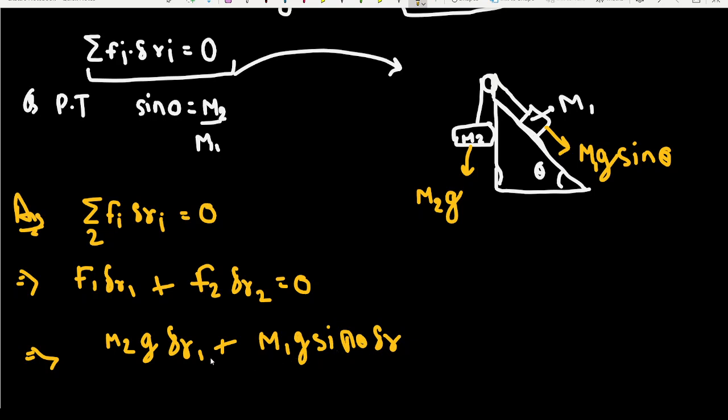Oh, sorry, there is a mistake here. Here is 2, and there is R. Sorry guys, there is a mistake here in the subscript. Let me correct it.